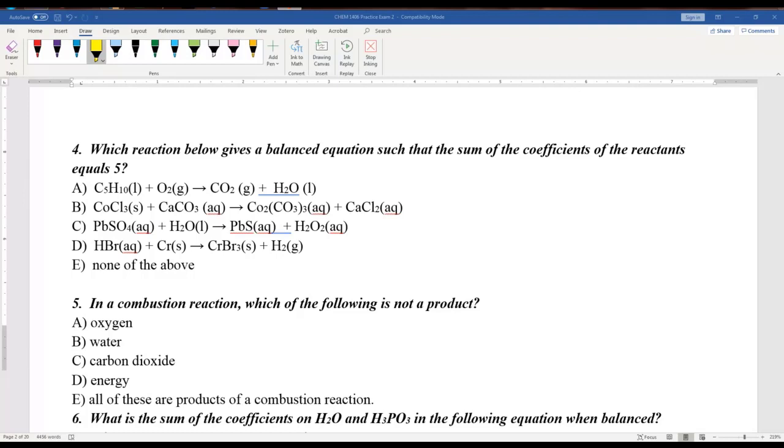And not all of them are products. All of them are involved in a combustion reaction, but which one is not a product? Which one is a reactant? Oxygen. That's right. So that's the tricky one. That's one you've got to think about for a second. Oxygen's a reactant, not a product. Cool.